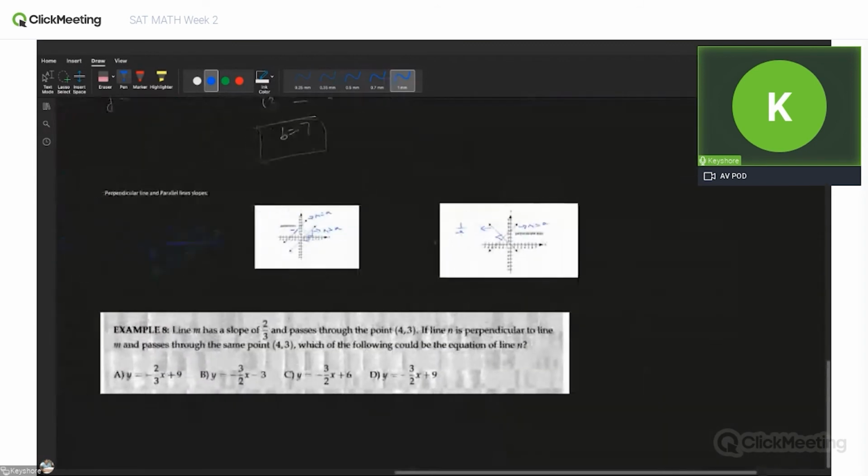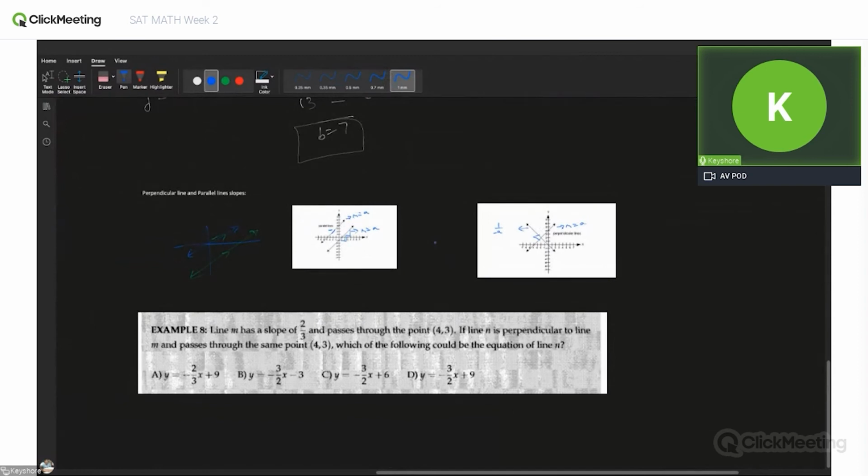Line M has a slope of 2/3 and passes through the point (4,3). If line N is perpendicular to the line M and passes through the same point (4,3), which of the following could be the equation of line N? I'll give you guys some time.